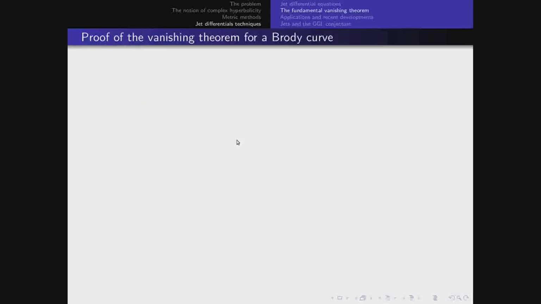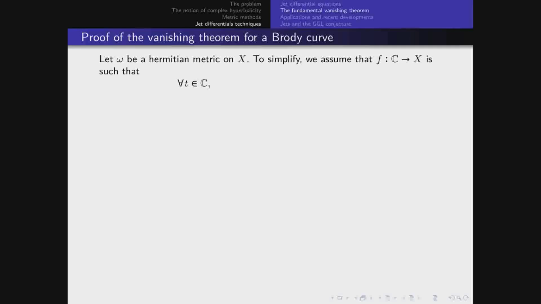Proving this theorem would need some tools which I don't have the time to introduce here, so I will just give you a simplified proof in the case where we are studying a Brody curve. Let me just recall what a Brody curve is. Fix a Hermitian metric on X, and we will assume that the curve we are studying is such that for any point t inside C, the norm of the tangent vector to f at t is bounded by 1, and we will also assume, even though it's not strictly necessary, that the norm at 0 is equal to 1. Under these assumptions, we say that f is a Brody curve.